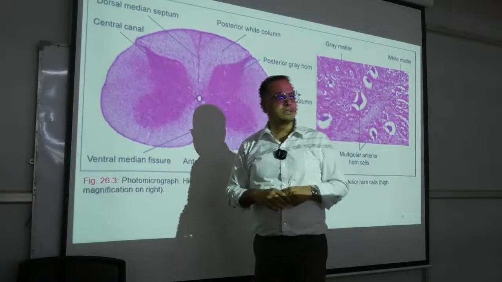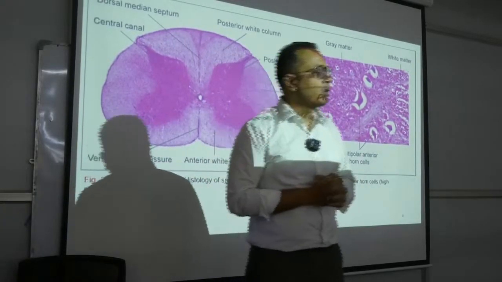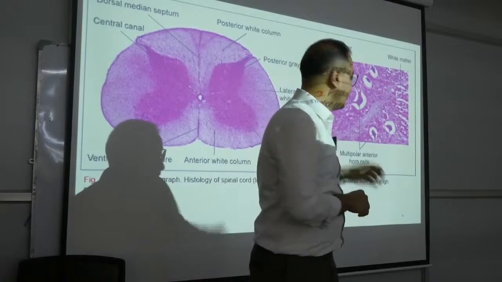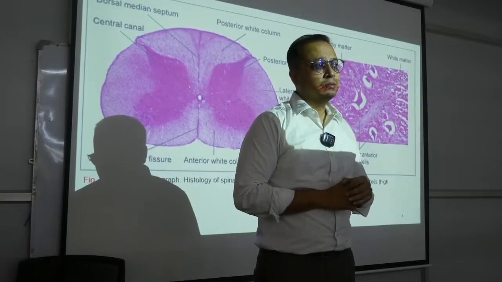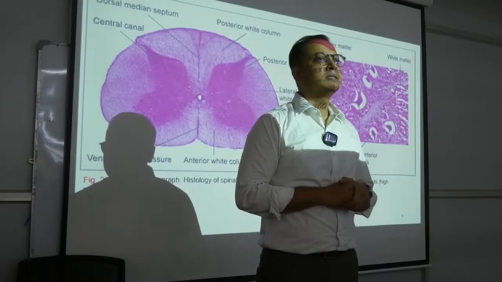So, to summarize the microanatomy of the spinal cord, first thing first, we have to identify the central canal.